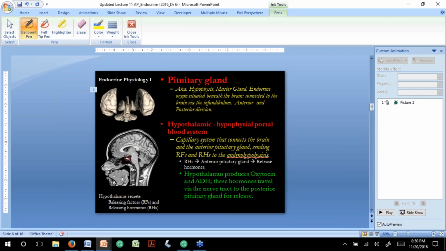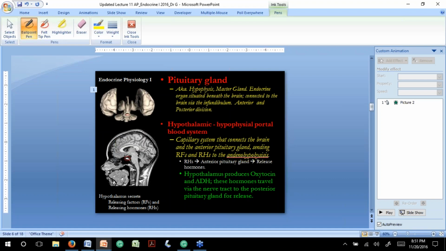For example, if you are lactating and the baby needs milk, who knows that? The hypothalamus. It stimulates the pituitary gland to secrete prolactin. And if you are going into labor, who knows? The hypothalamus. So the hypothalamus secretes the oxytocin. Oxytocin is going to be stored in the posterior pituitary gland.